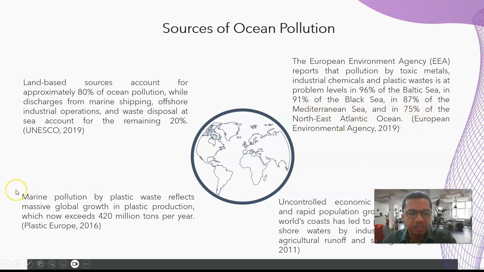And marine pollution by plastic waste reflects massive global growth in plastic production, which now exceeds 420 million tons per year. And the uncontrolled economic development and rapid population growth along the world's coasts have led to pollution of inshore waters by industrial releases, agricultural runoff, and sewage.